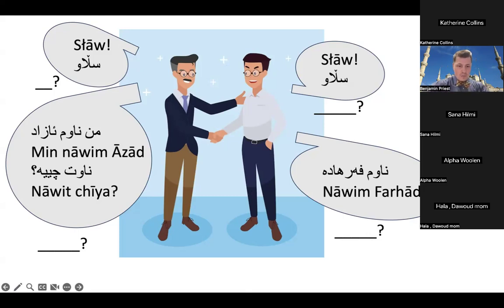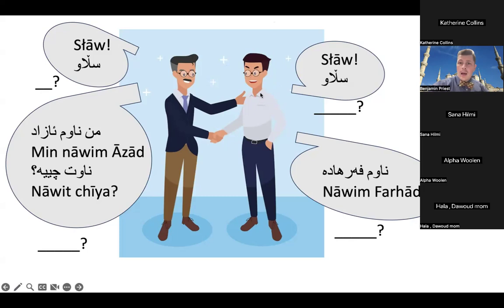Can I ask a question? If I do this dialogue now, according to my understanding, I will say Slav, and the person will reply Slav. I will say Nawim Hala. Nawit Chia. And the other person will say Nawim and their name. Correct? Bale, or Rasta.